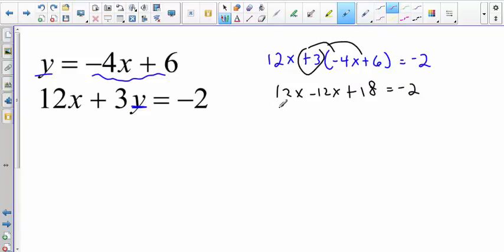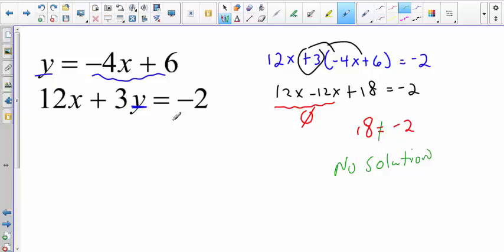Now, we're going to combine like terms. 12x minus 12x goes to 0. So our variables drop, which means that we have one of the two special cases when it comes to solving a system. We either have parallel lines or we have the same lines. We can tell by comparing what is left. Does 18 equal negative 2? It does not, so therefore the answer is no solution.